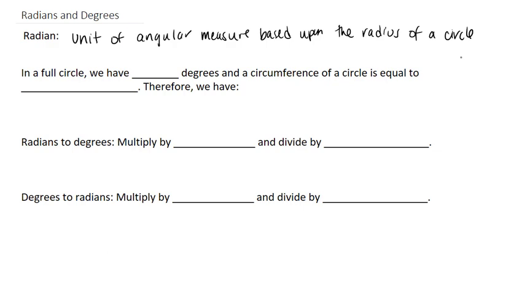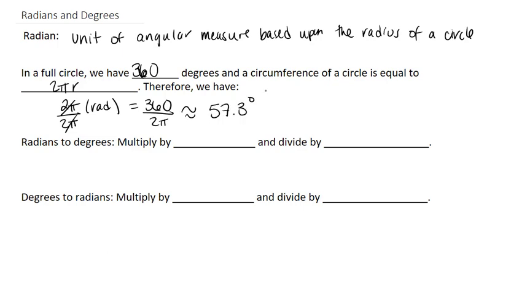And so in a full circle, we have 360 degrees. And we have a circumference of a circle, which is equal to 2 pi r. So therefore, we have 2 pi radians. So we just put rad for radians is equal to 360. So 1 radian is equal to, when we divide on both sides by 2 pi, we get rid of it on the left hand side. So a radian is equal to 360 divided by 2 pi, which is equivalent to 57.3 degrees.